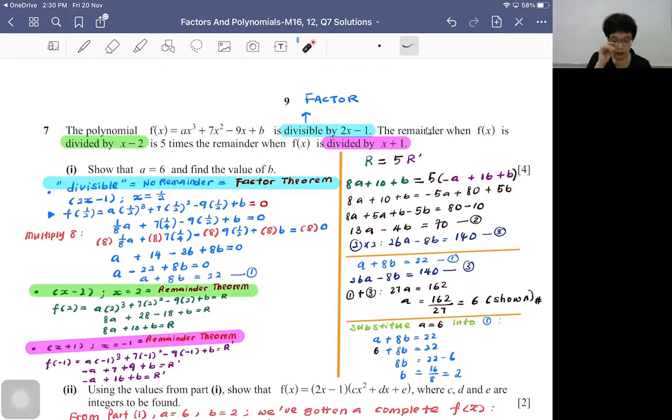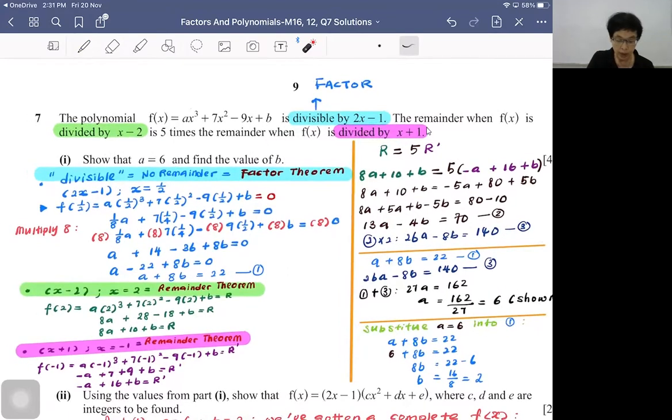Therefore, let's go on. Now, part 1, show that a equals 6 and find the value of b. It looks like we are going to ultimately cross our paths with simultaneous equations, because the assignment given to us is to show a equals 6, which also means we're going to find the value of a. And let's see the next part of the question, find the value of b. Isn't that another unknown that we're going to discover? Therefore, yes, certainly at one part we're going to involve solving simultaneous equations. Let's go on.